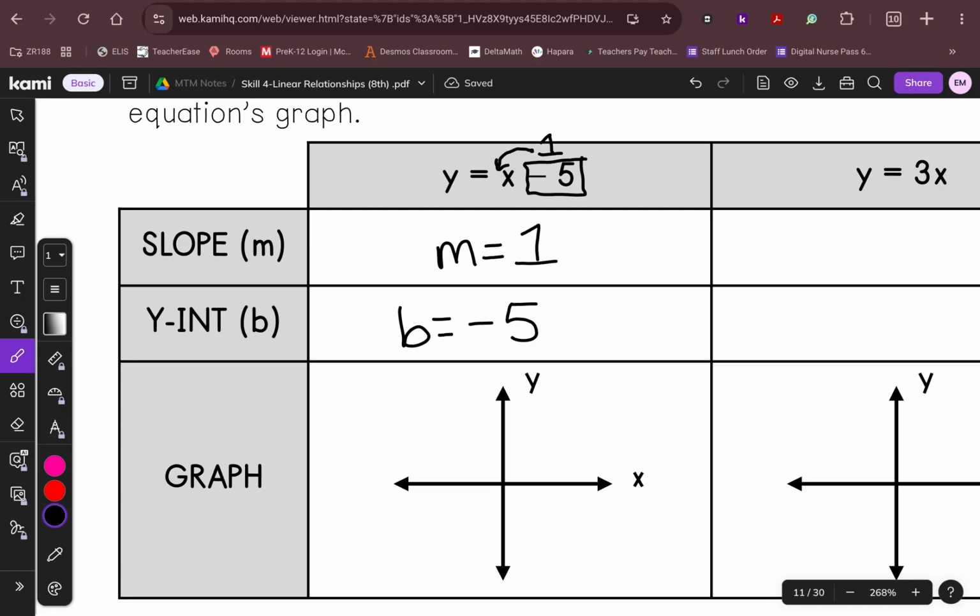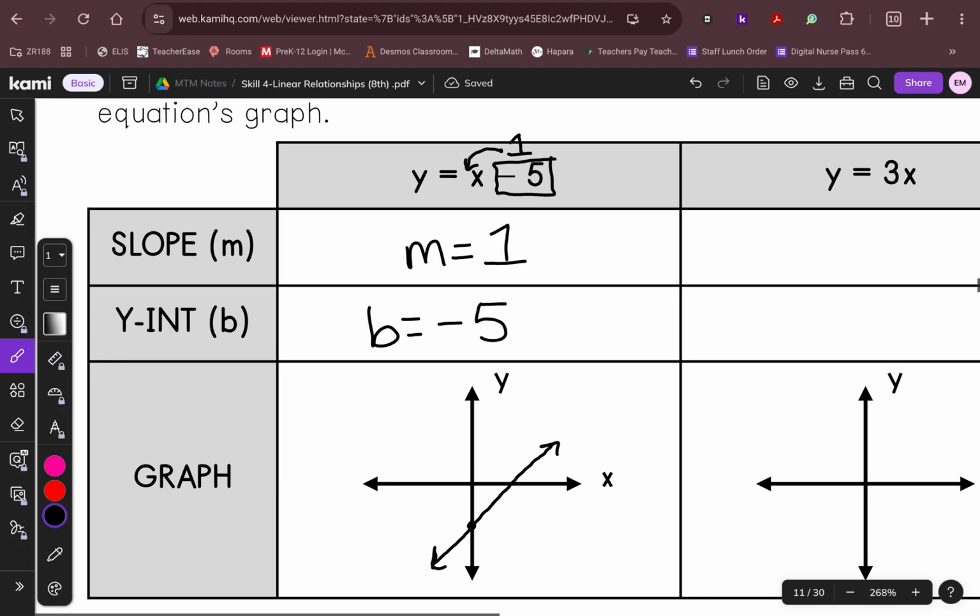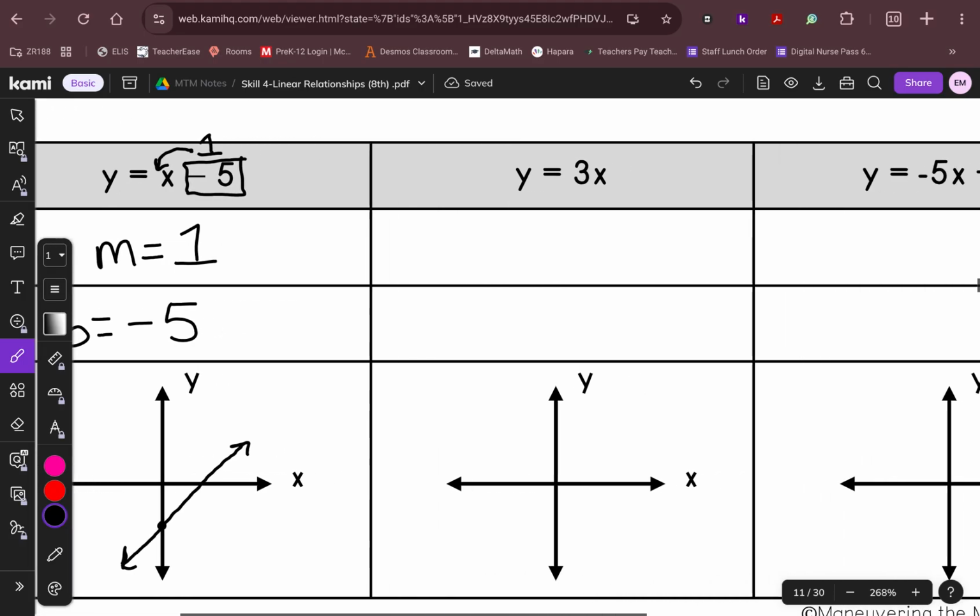So I'm going to put b equals negative 5. Now, it doesn't want you to graph this exactly, it just wants to see what it would look like. Okay, so my y-intercept is going to be somewhere here, okay, because it's negative, and my slope is positive. So I'm just going to draw a line like this, and that's good enough, okay, because that shows a positive slope. All right, moving on to the next one.